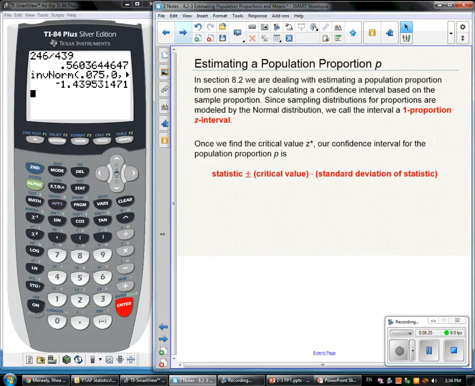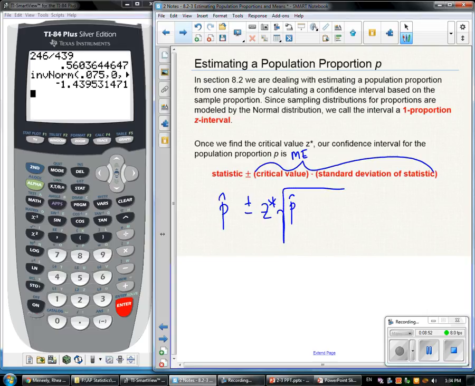Once we find the critical z values, our confidence intervals are always going to be in the same form. Our statistic in this case is p hat plus or minus our margin of error. So remember, this whole quantity here is our margin of error. And so to compute it, I find my critical value, that's my z star based on my confidence level, times the standard deviation of the statistic. And again, we call that the standard error when it's based on my sample result.